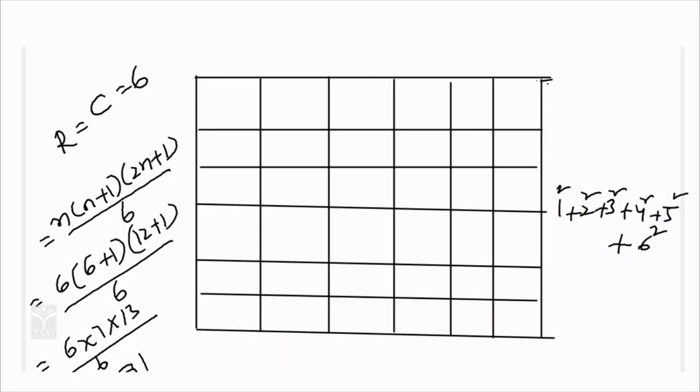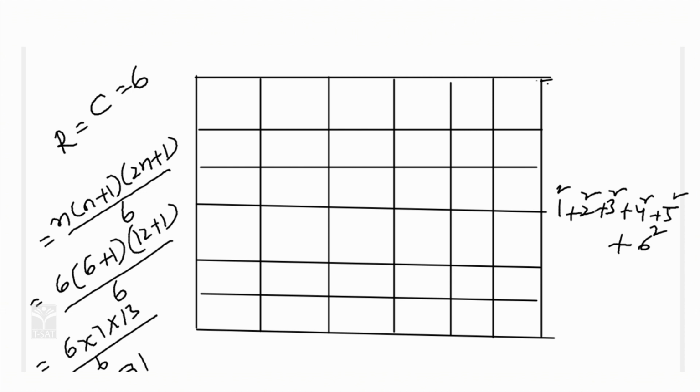So here the rows and columns are 6. Rows and columns are 6 here. When the rows and columns are 6, we can use the formula sigma 6 square. Sigma 6 square means, as I already said, the formula n of n plus 1 of 2n plus 1 by 6. R is equal to 6 and C is equal to 6. 6 of 6 plus 1 of 12 plus 1, that is 6 of 7 of 13 by 6, so 6 gets cancelled. 13 7s are 91.